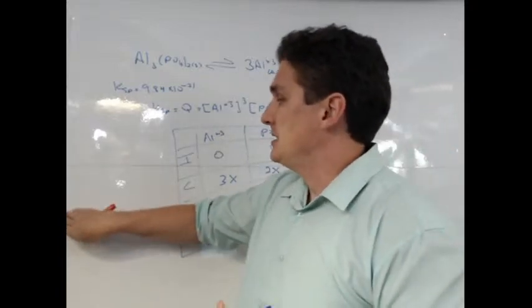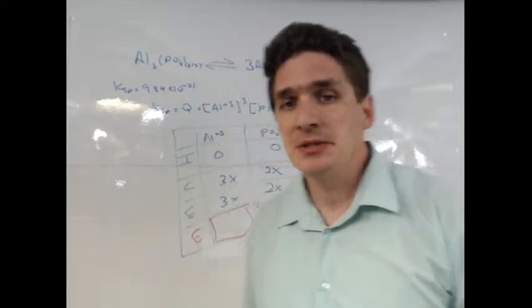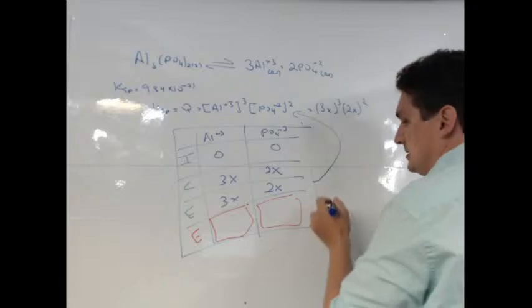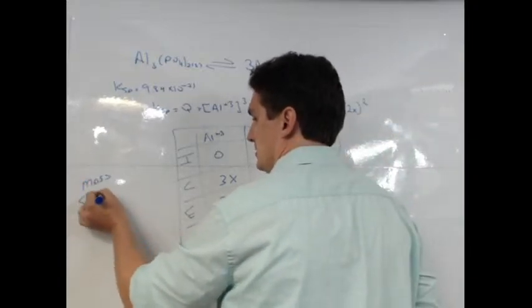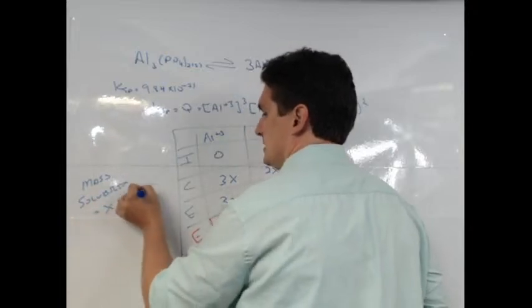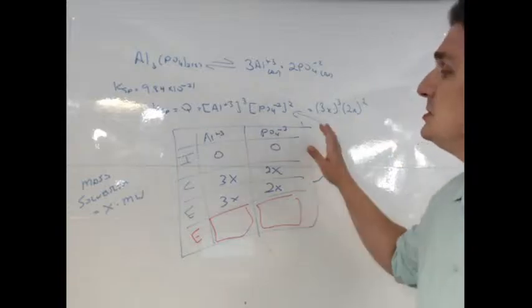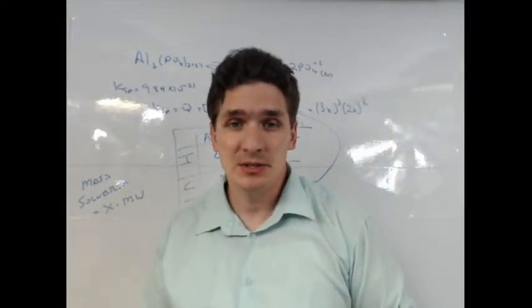Now, x here is an extent of reaction, but when it asks you for the mass solubility, there is a simple shortcut. Your mass solubility is simply x times the molecular weight of the compound. So once you find x and multiply it by the weight of aluminum phosphate, that will give you the mass solubility.